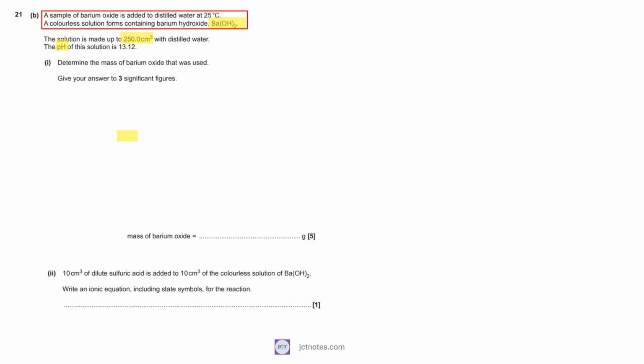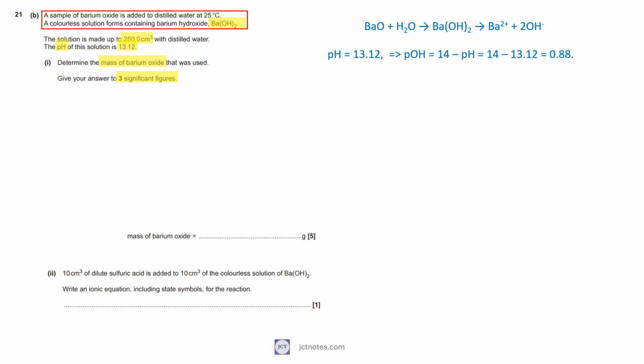In the first question, we are asked to determine the mass of barium oxide used, giving the answer to 3 significant figures. The reaction that we have is that the barium oxide reacts with water to form barium hydroxide. As this is a strong base, we can consider that it is completely dissociated. As the pH equals 13.12, we can find that the pOH equals 14 minus 13.12 equals 0.88. And the concentration of hydroxide is 10 to the power of minus pOH, that is 0.1318 molar.